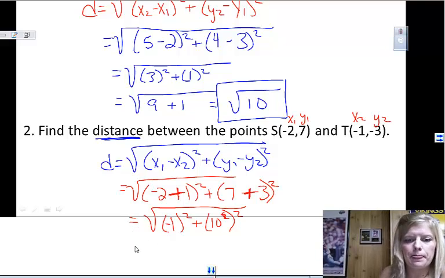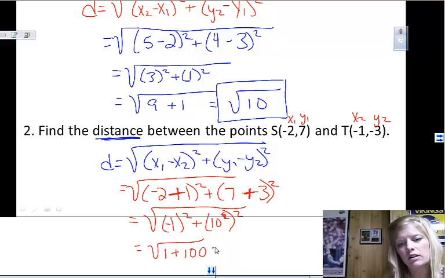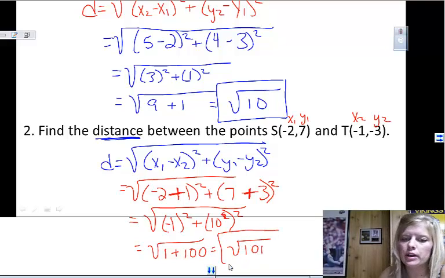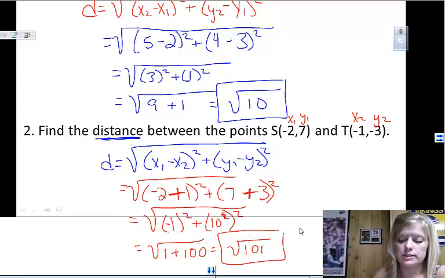Yep. And I have the radical of 1 plus 100, which is the square root of 101. Again, I cannot break up the square root of 101, so that just stays there.